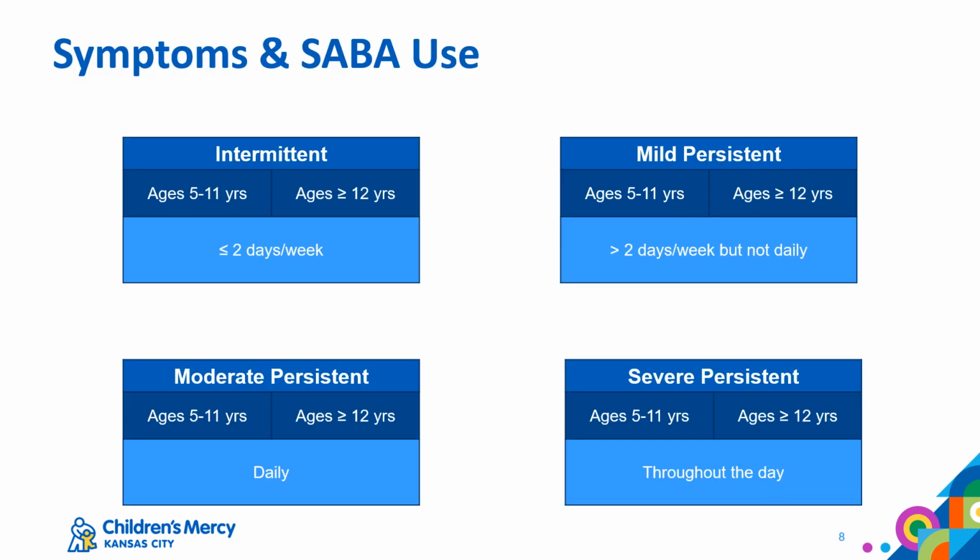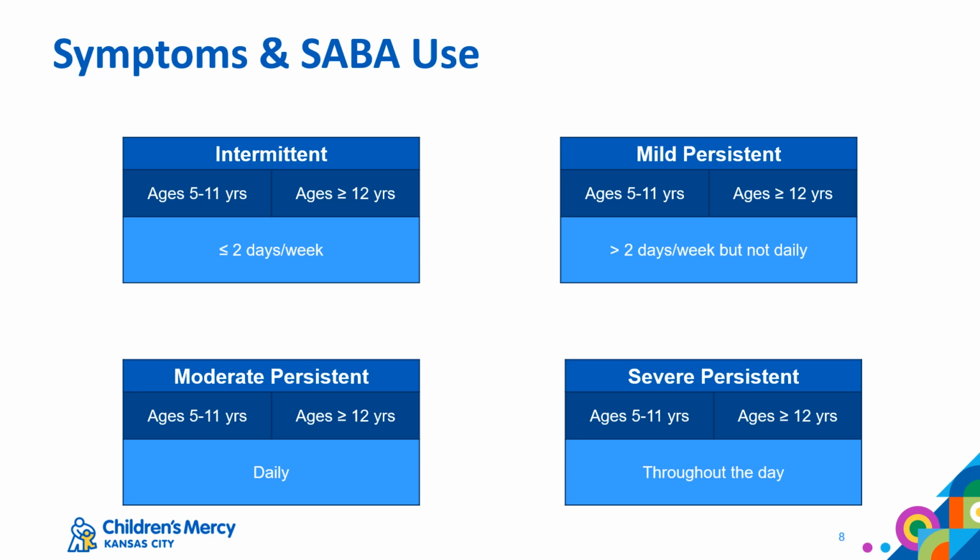The first 2 components we are going to talk about are symptom frequency and SABA use. Examples of asthma symptoms are how often the patient is having cough, wheezing, shortness of breath, chest pain, or difficulty keeping up with their friends. The most common SABA rescue inhaler you will see used is albuterol. Now, the first question to ask yourself is the patient having symptoms or needing their SABA more than twice a week? If they aren't, their asthma is considered intermittent. But if they are having symptoms or needing their SABA more than twice a week, their asthma is persistent.